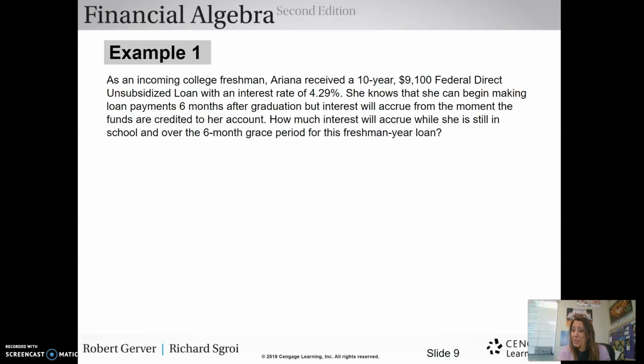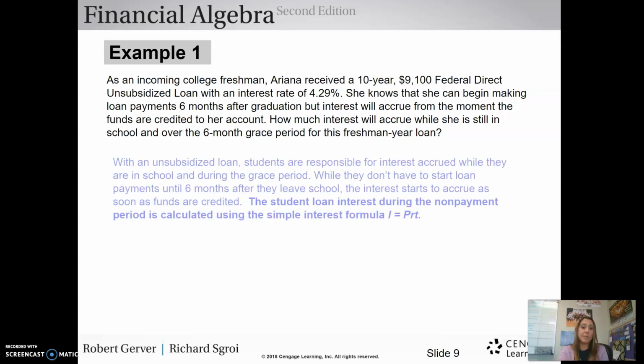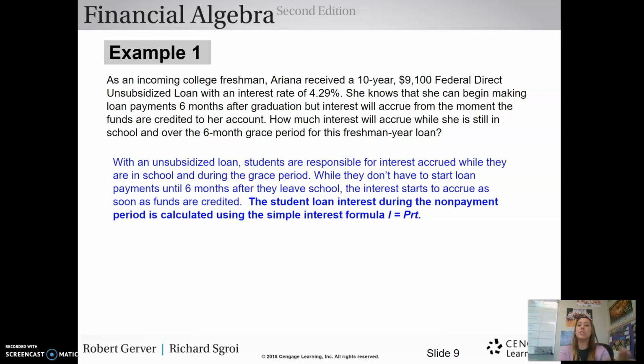She's a freshman, so she's going to have 4 years of college plus the 6-month grace period. Again, this is just a quick thing. We're going to use that simple interest formula. This should be in your notes as well.